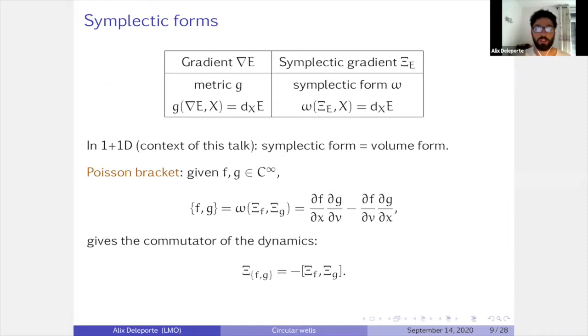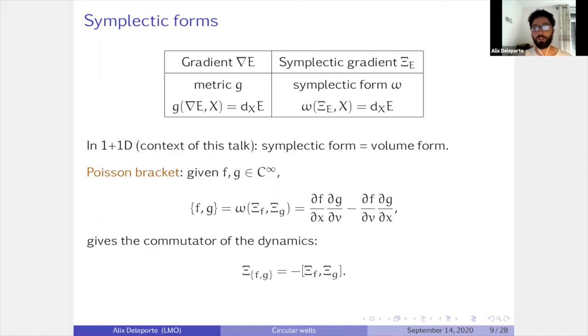Given two smooth functions on a manifold with a symplectic form, you can compute a third function, which is the Poisson bracket, which I simply define as the symplectic form which eats the symplectic gradient of the first function and then of the second function. In the coordinates which I wrote above, this is just the cross product of the derivatives of f and g with respect to x and v.